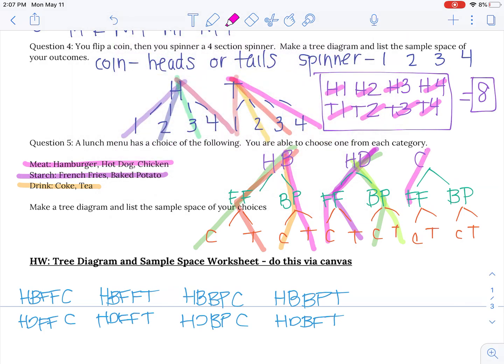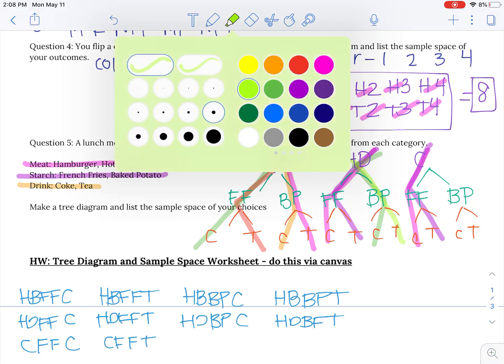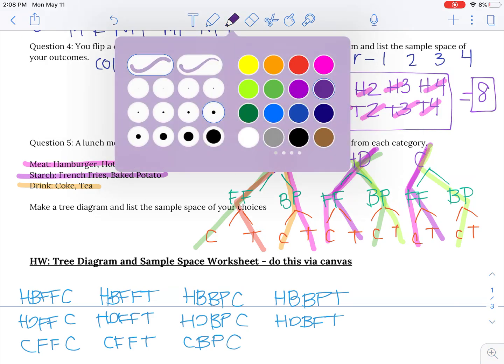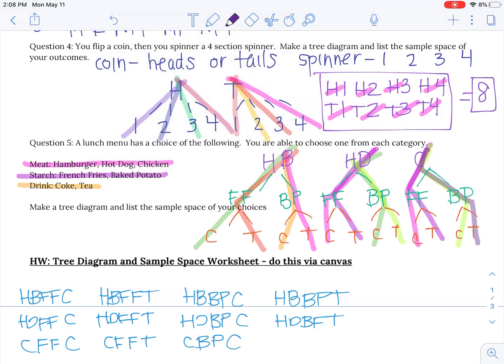Now I move over to the chicken selection. So I want chicken, French fries, and a Coke. Notice I keep them very similar when I'm writing out the sample space. I want chicken, French fries, and tea. Chicken, baked potato, and Coke. Or chicken, baked potato, and tea.